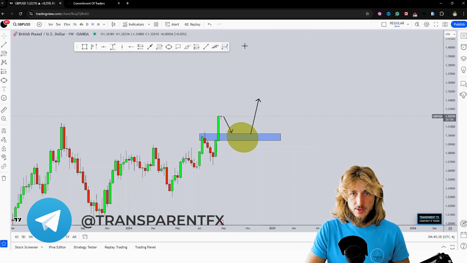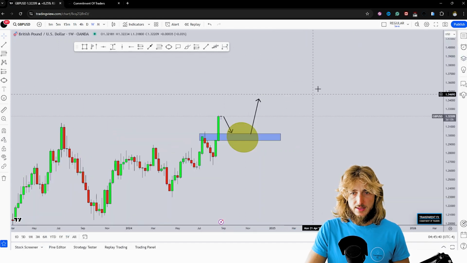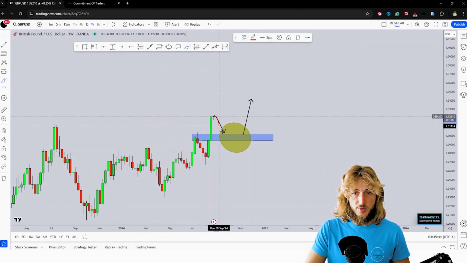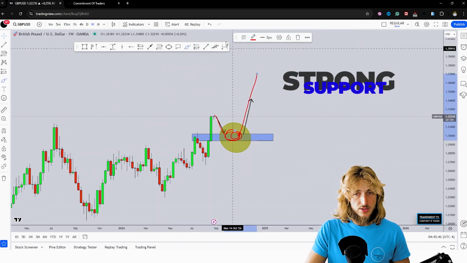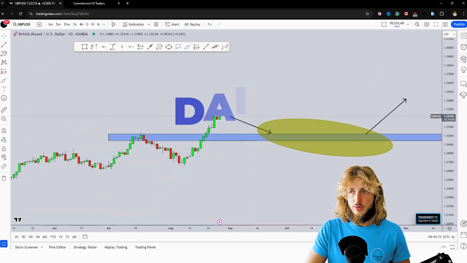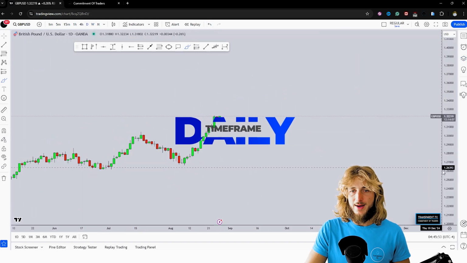Now back to the analysis. From a technical perspective here on the weekly time frame, it is clear that if the market will correct this zone, this is a good area to see more continuation to the upside. But we have to now drop down on the daily time frame and see what we have from a daily perspective.